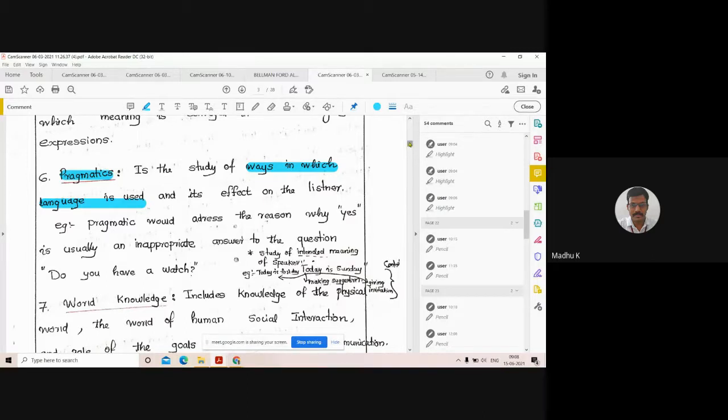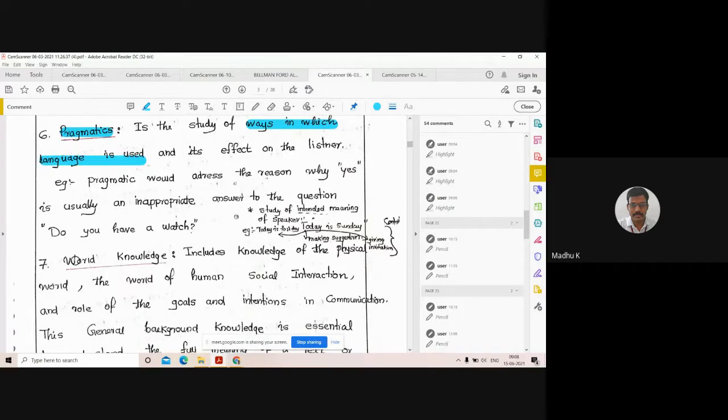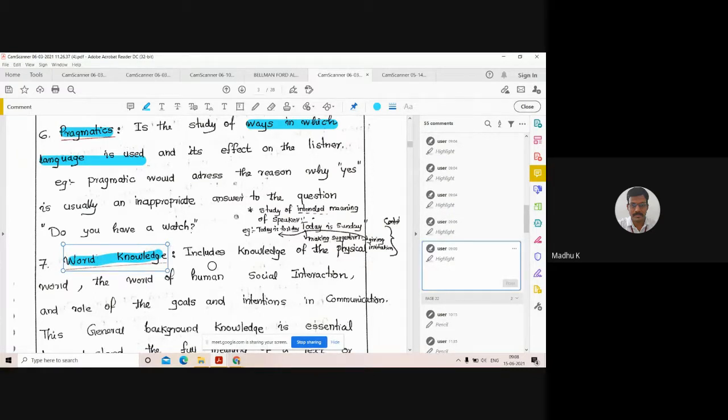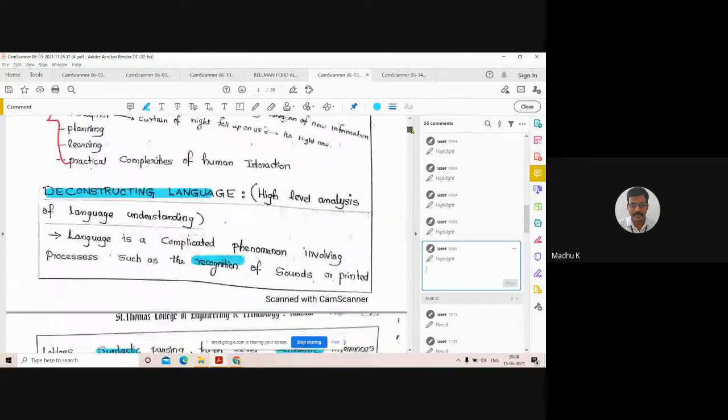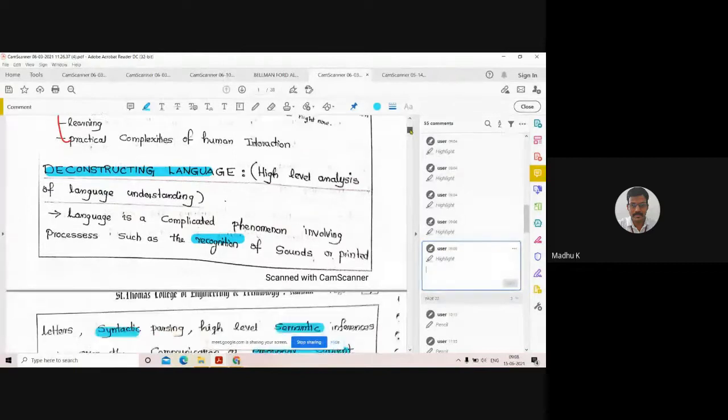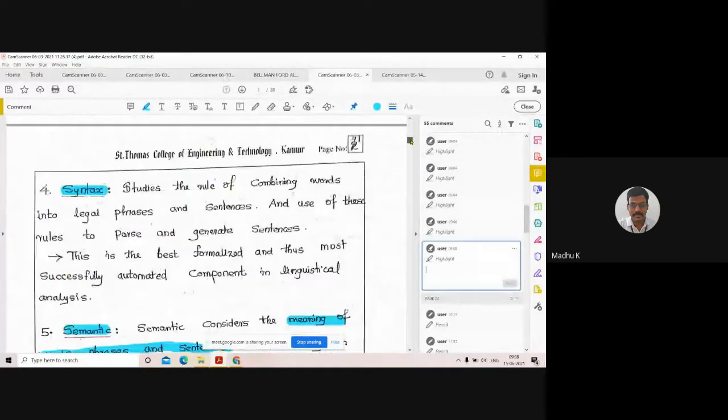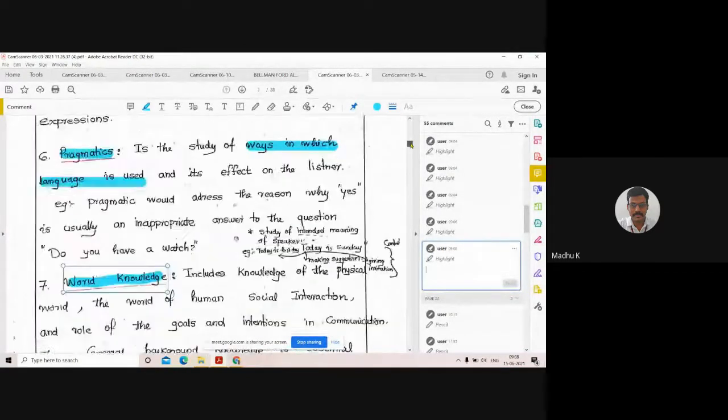Then world knowledge. So what is world knowledge? It includes knowledge of the physical world, the world of human social interaction, and all of the goals and intentions in communication. Anyway, this is about this topic, deconstructing language. It's very important in the exams. So it's a descriptive topic. Please study this topic.